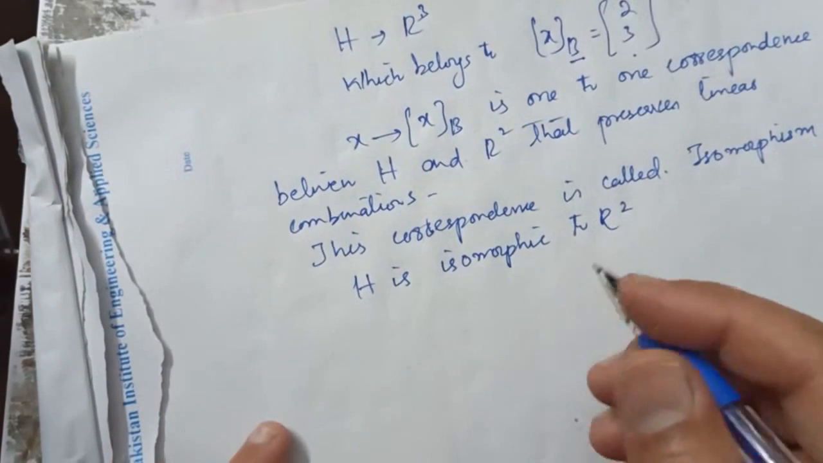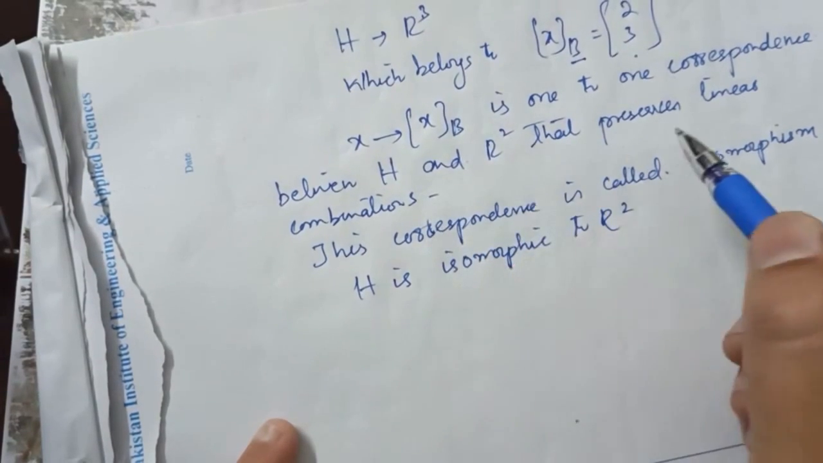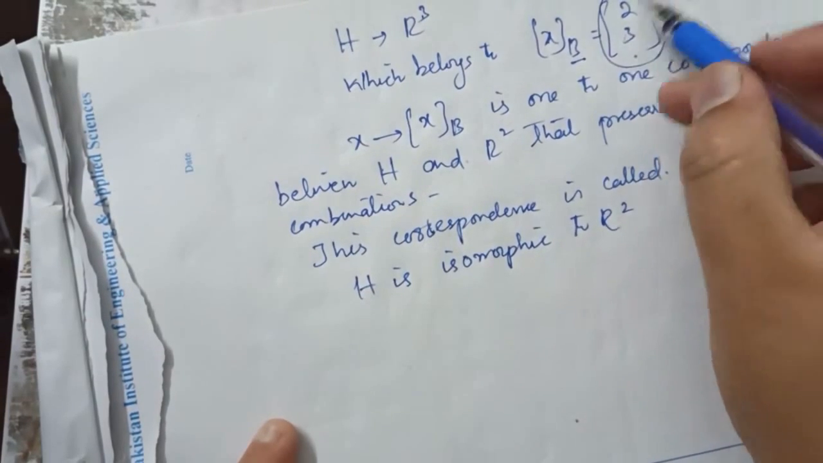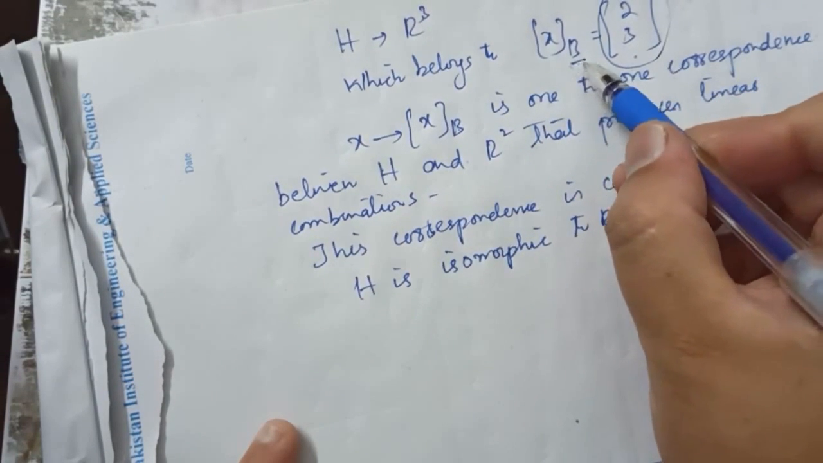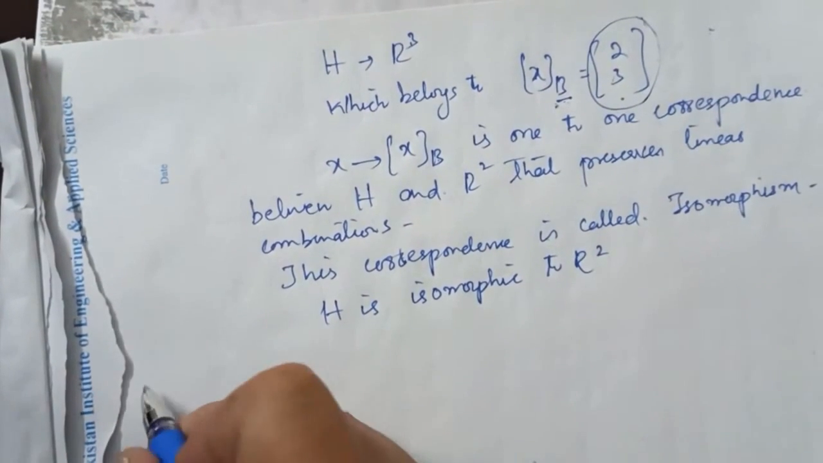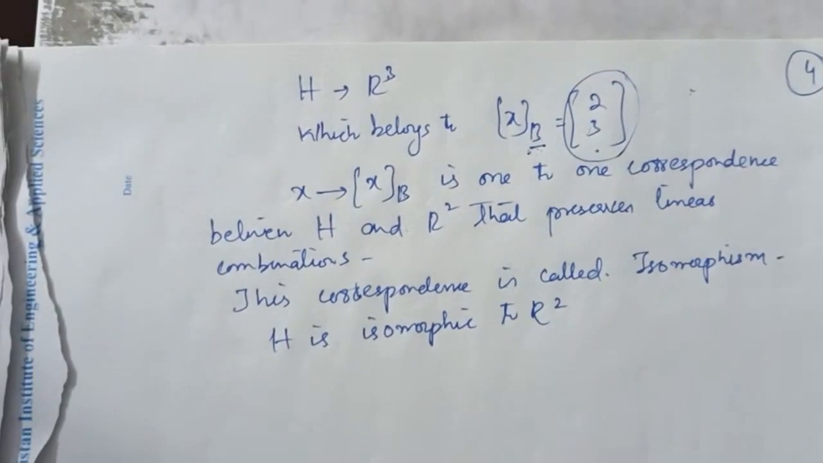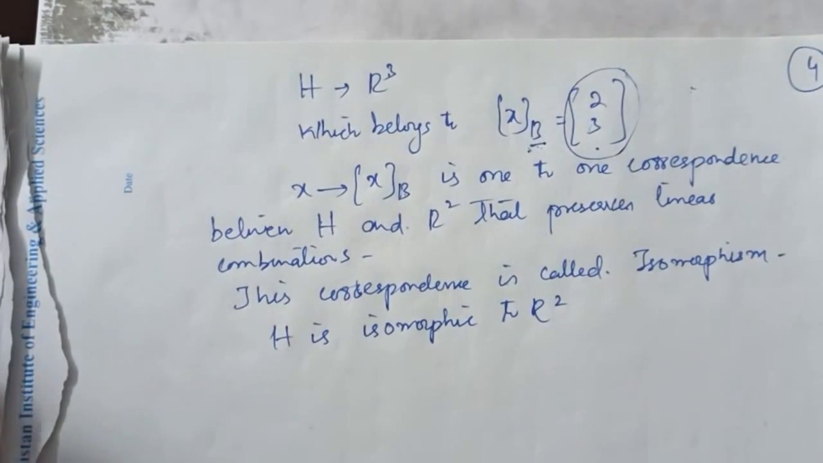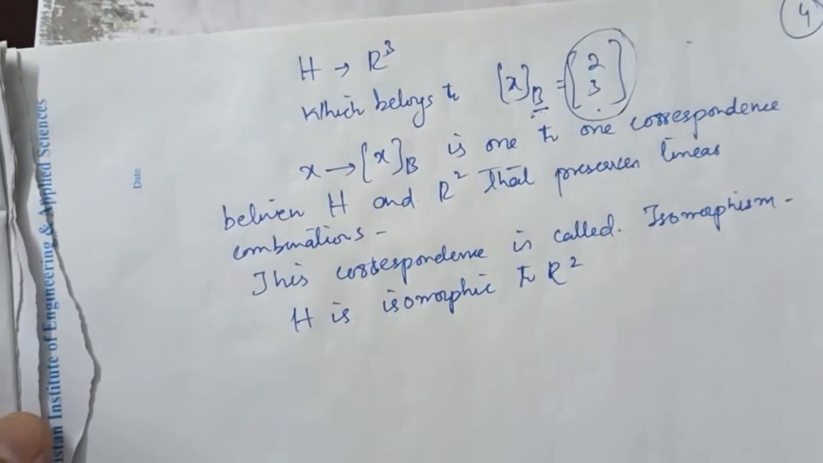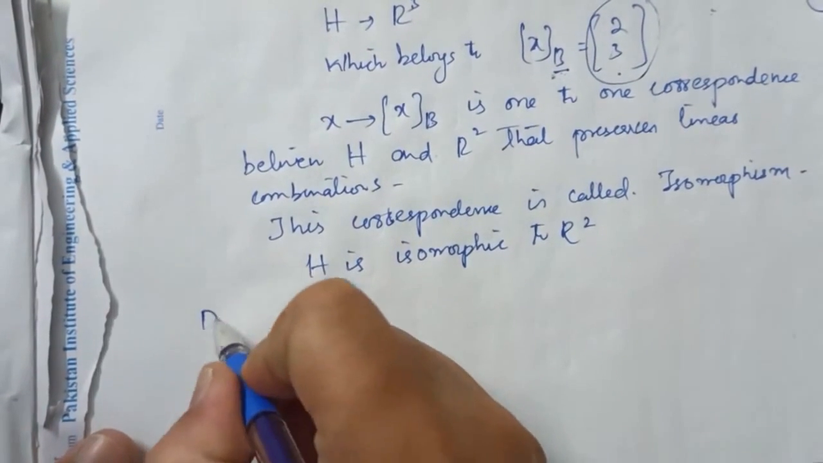H actually looks like R square, but in fact that relationship from H to R square is preserved through linear combinations that are defined by this coordinate system relative to B. Okay. Now, based on this discussion, we can define the dimension of a subspace.